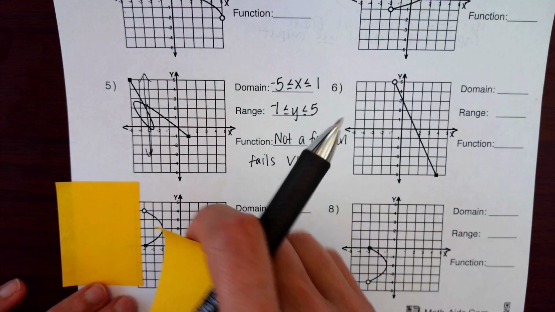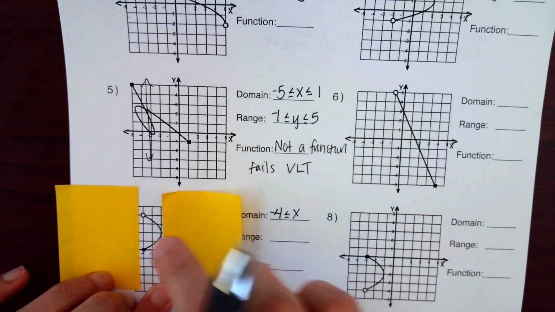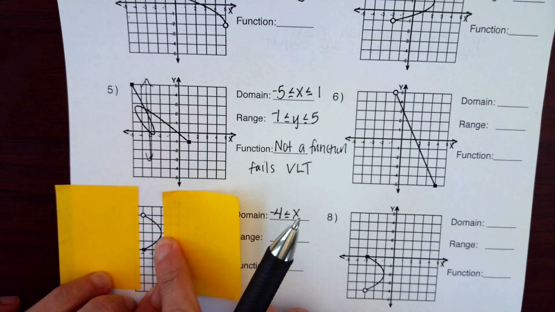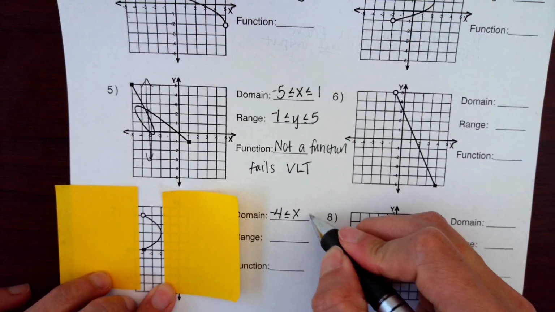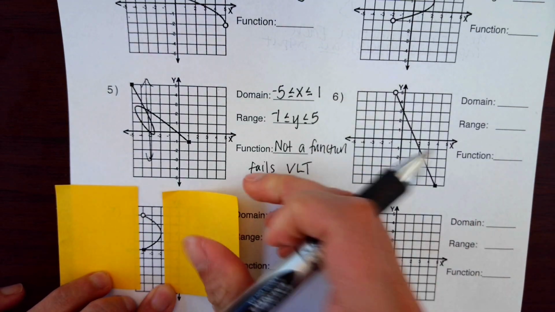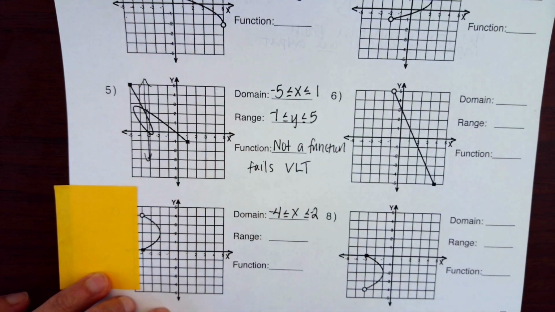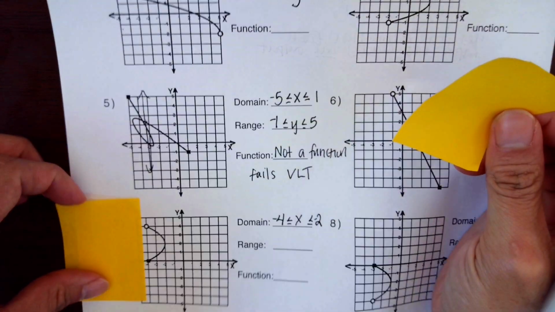Far right side, -2. Again, inclusive. You can assume that it is inclusive if you do not see a hole. And I don't see a hole. So that is -2. So from -4 to -2.